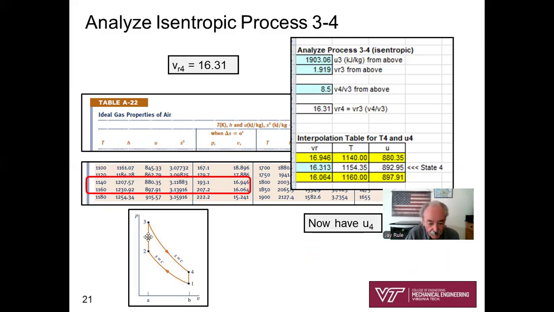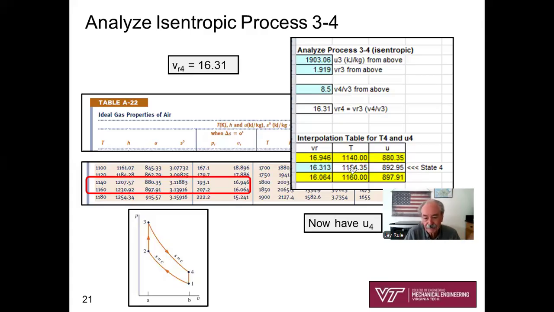You see that V4 over V3 is simply V1 over V2. That's the compression ratio, 8.5. Solve for VR4, 16.31. So what's T4? Well, I can go back to table A22 and shop for VR4. Here are the two numbers that straddle 16.31. I've got another linear interpolation, and I've shown it here in my solution. There's my VR values, linear interpolation for T, 1154.